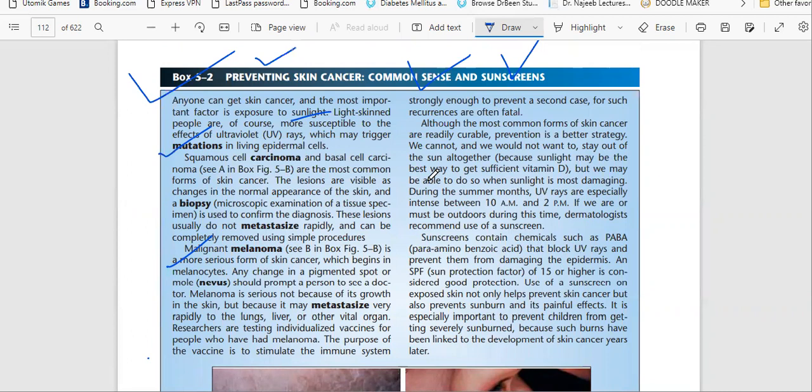Although the most common forms of skin cancer are readily curable, prevention is a better strategy. We cannot and do not want to stay out of the sun altogether, because sunlight may be the best way to get sufficient vitamin D. But we can limit exposure when sunlight is most damaging during the summer months. UV rays are especially intense between 10 a.m. and 2 p.m. If we must be outdoors during this time, dermatologists recommend the use of sunscreen.